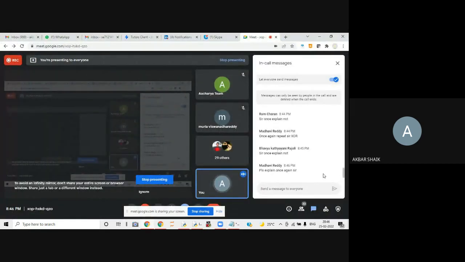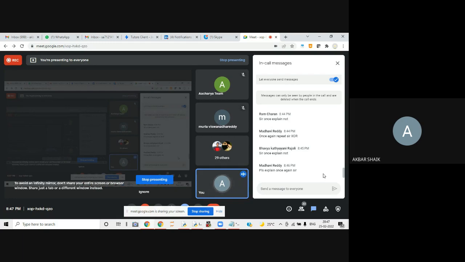Please explain once again. Which one do you want, Madhavi Reddy? XOR. Yeah, XOR logic is, for example, if one input is 1 and the other input is 0, then only we get output 1. In AND, if both are true, meaning both are 1, then only we get 1. But in XOR, if one is 1 and the other is 0, then only we get 1. Quite opposite: if the inputs are opposite, the output is 1. If the inputs are the same, then the output is 0. That is the logic of XOR.